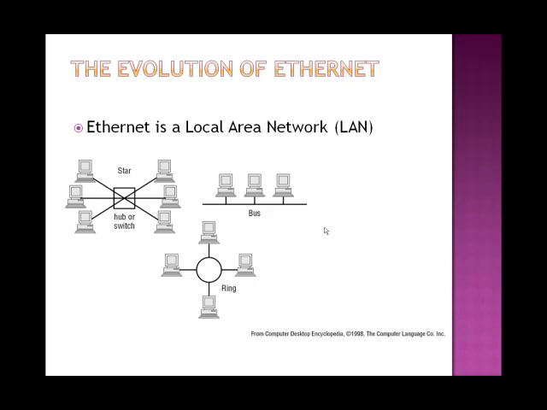There are three different types of Ethernet or local area network connections that you can have, and in this picture you can see these different networks. In the star network, you'd have a hub or switch, which all of your computers are connected to, and then that hub is connected to the outside world.